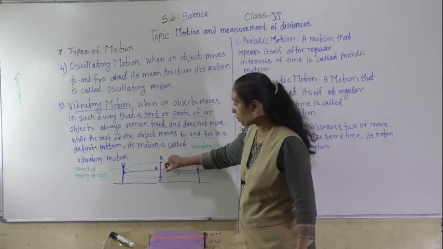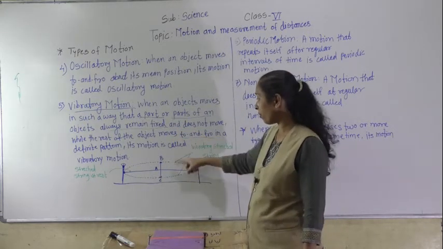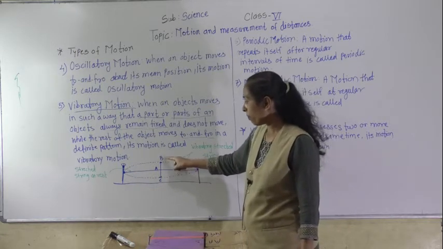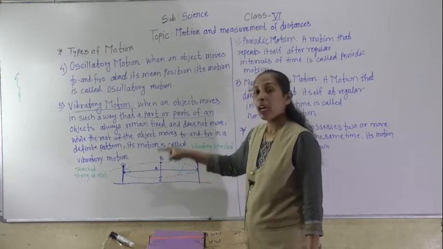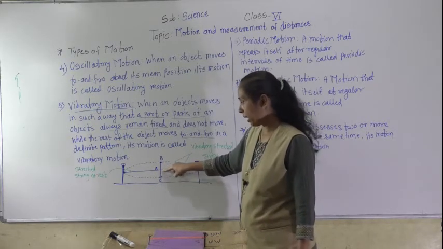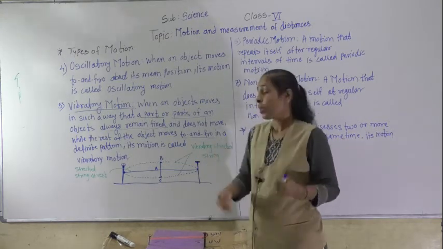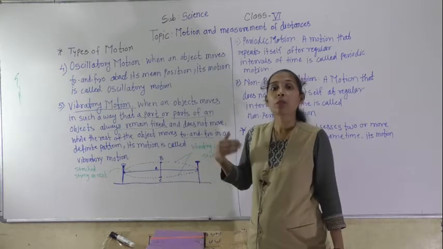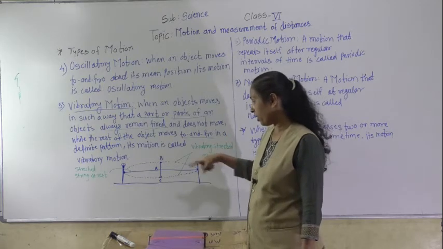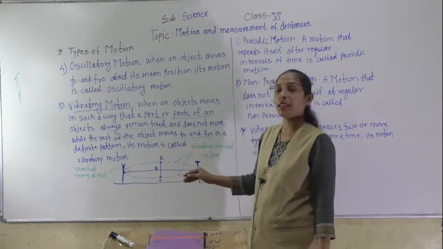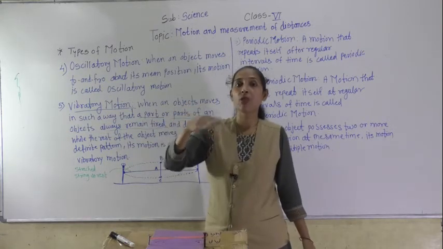Now what I will do, I will just pluck this straight string. Then what will happen, it will show the to and fro movement from B to C. B to C means from B it comes to A, then from A it goes to C. Again from C it goes to A and from A to B. It is very fast, so you may not be able to see it exactly. This to and fro movement of the vibrating straight string is nothing but vibratory motion.